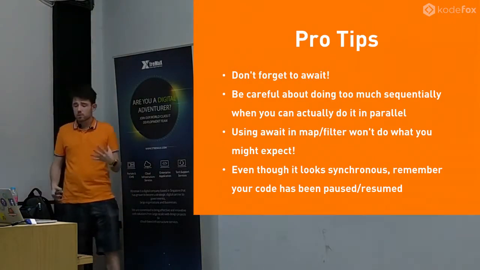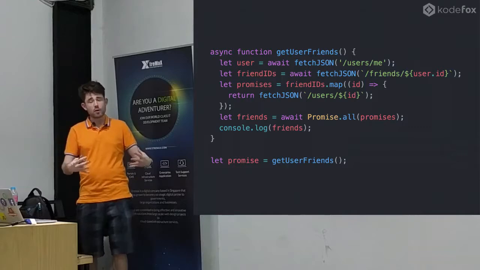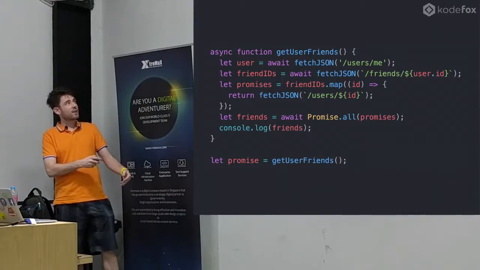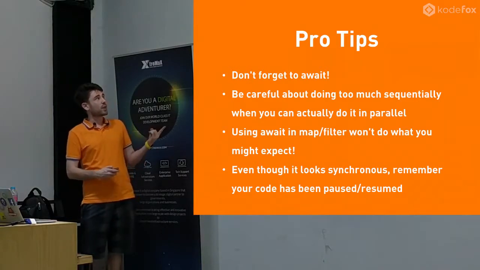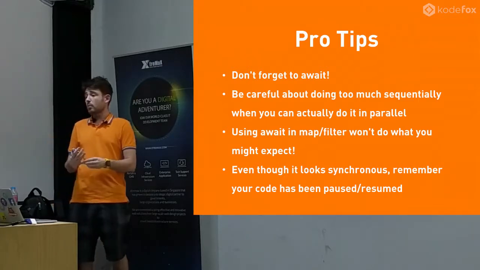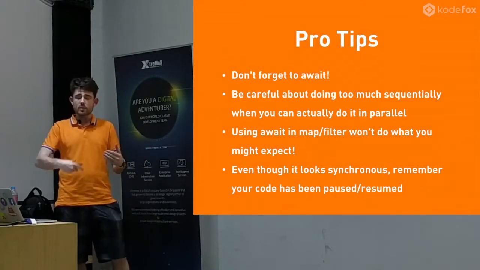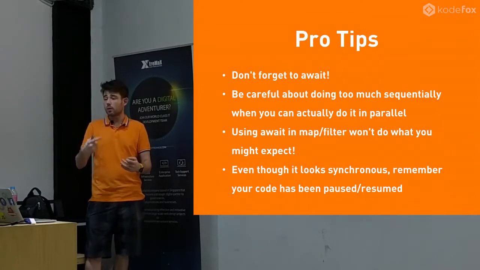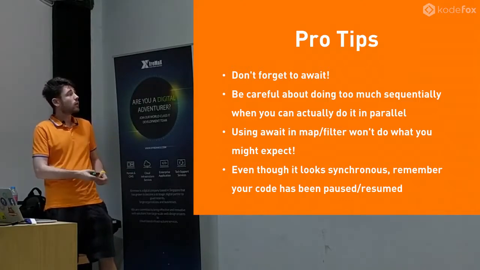So a few pro tips. Don't forget to use your await. If you accidentally leave out this word because you're so excited that everything is like normal programming again, it's not going to do what you think it does. So don't forget your await. Be careful about doing too many things in sequence if you can actually do them in parallel. Now that we have our for loops back that we love, it's very tempting to just put await inside of a for loop, and we have to remember that if we do that, it's going to pause that for loop every single iteration. So don't do too much in sequence if you can do it in parallel.